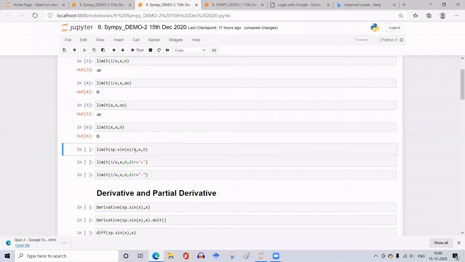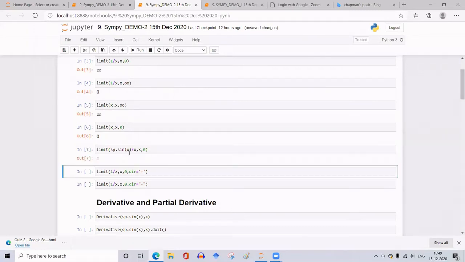Now the sin x by x, that sin x I'm taking from the SymPy module. So sp dot sin x, whole divided by x, as x, the variable, tends to 0. So you remember what is the answer for this? Sin x by x in the limit as x tends to 0. 1. Yes. Good. So that is 1. Okay. So I got it.